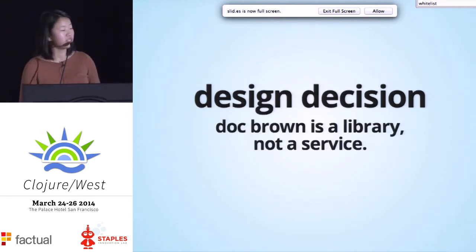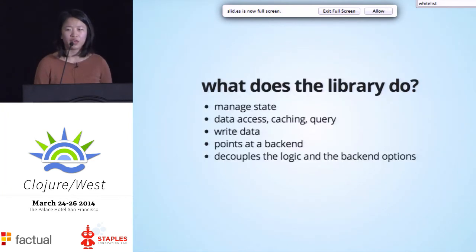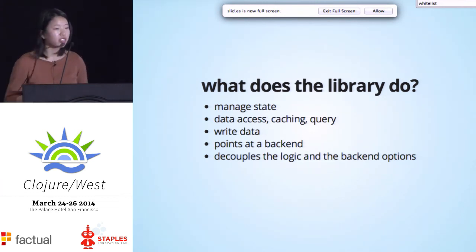Great, so another design decision was that Doc Brown is a library and not a service. What this means is that Doc Brown is just a client library where you can read and write things. There's no service that's hosted that will take your web API queries and serve it back to you. So what does the library do?